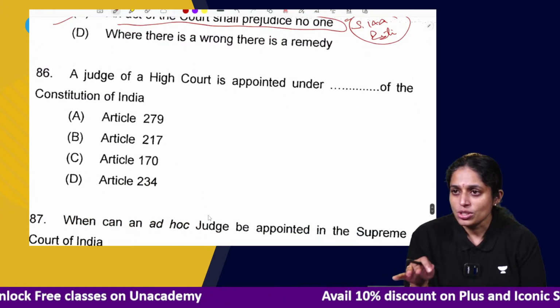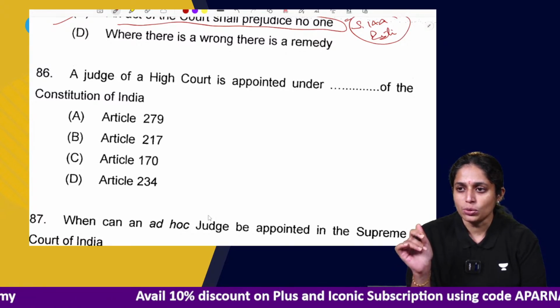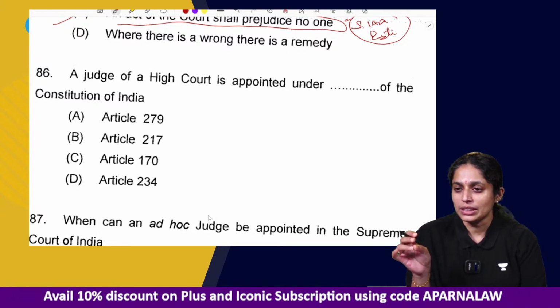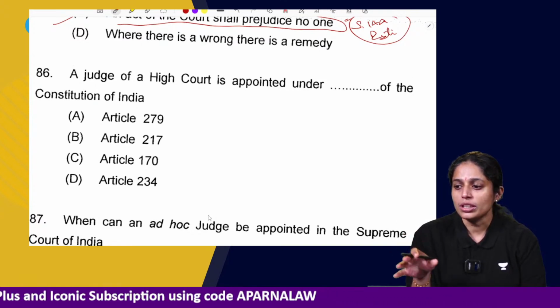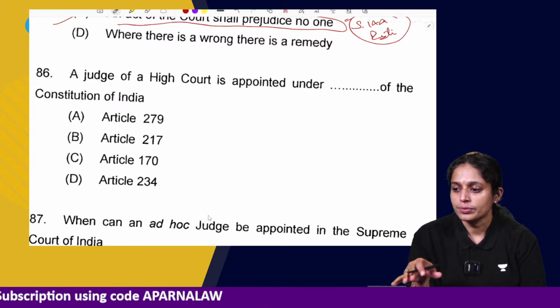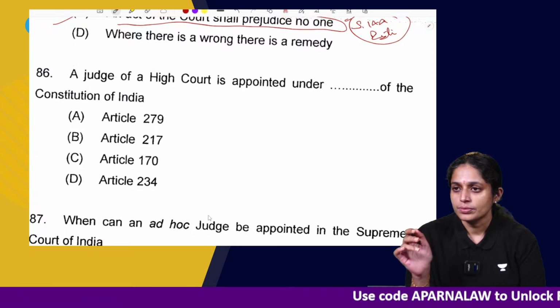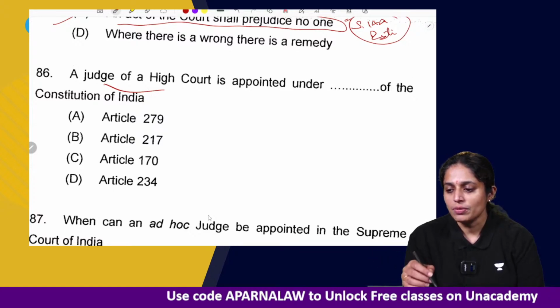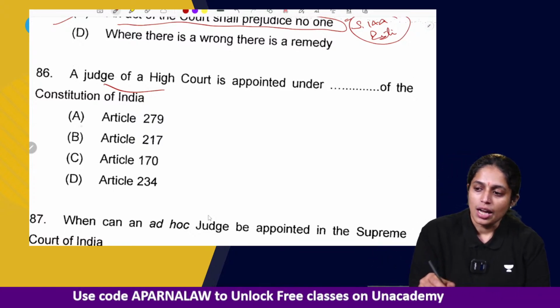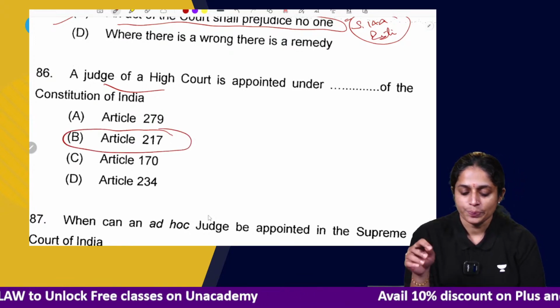86th question. A judge of a high court is appointed under dash of the Constitution of India. A, Article 279, B, Article 217, C, Article 170 and D, Article 234. A judge of a high court is appointed under which article? It is Article 217, B. B is the correct answer.